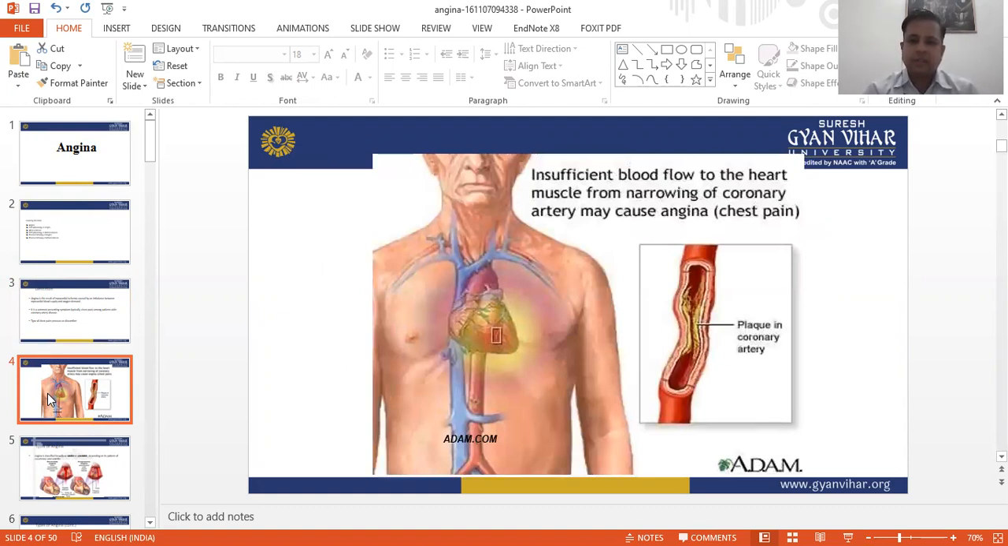You can see in this image that insufficient blood flow to the heart muscle from narrowing of the coronary artery may cause angina or chest pain. In the artery image there is plaque formation in the coronary artery, which blocks the blood supply to the heart, causing chest pain, and this chest pain is a symptom of angina pectoris.